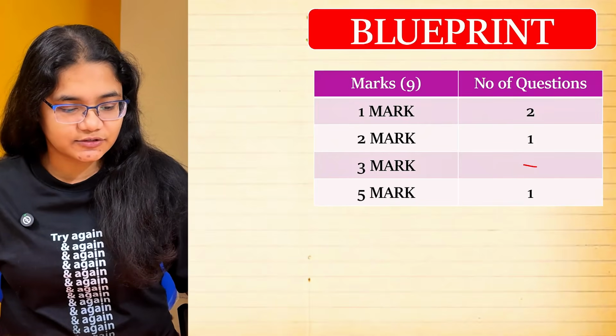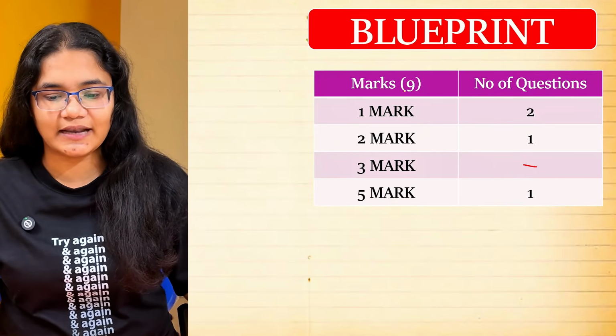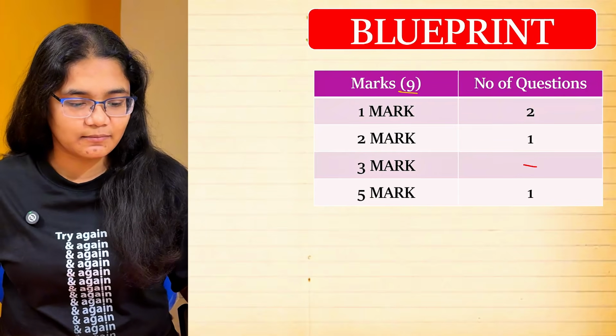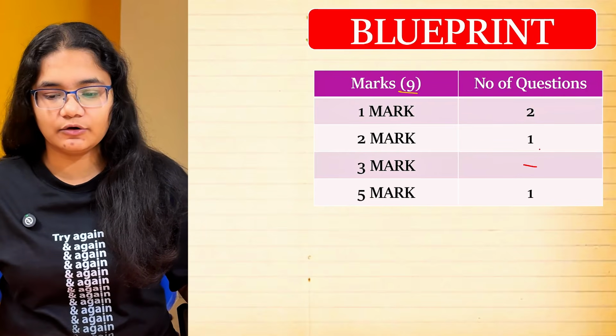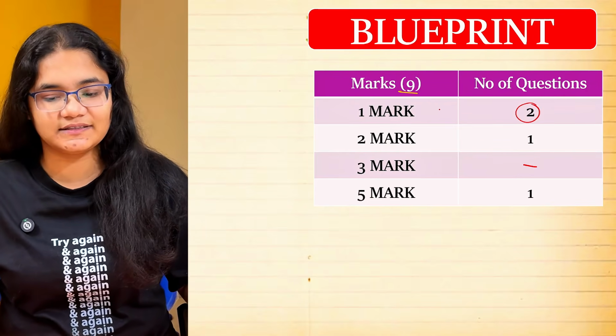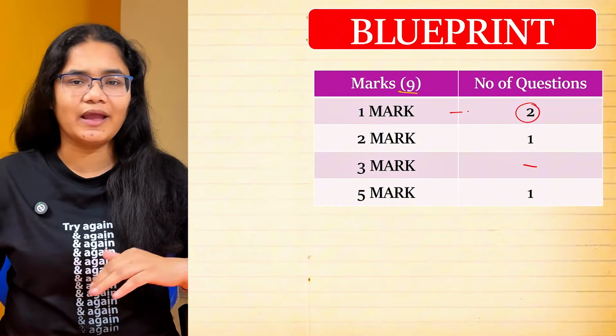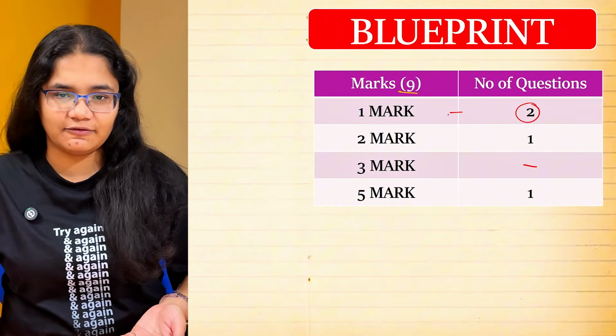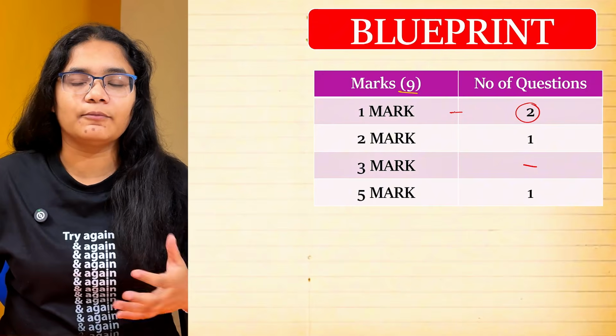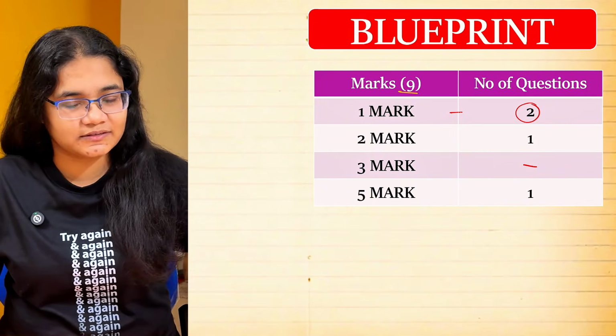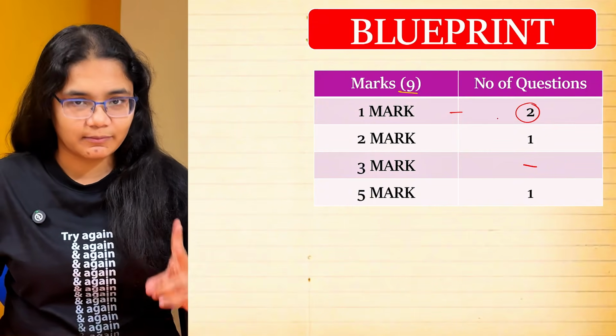Before that, let's understand the blueprint of this chapter, that is, how you will be getting questions in which sections. This chapter carries, as I said, 9 marks. But how is this distributed? You will have 2 questions in the 1 marker section. It can be 2 MCQs or 1 MCQ and 1 FIB, which is the more probable combination based on past year questions. But yes, you'll get 2 one-marker questions.